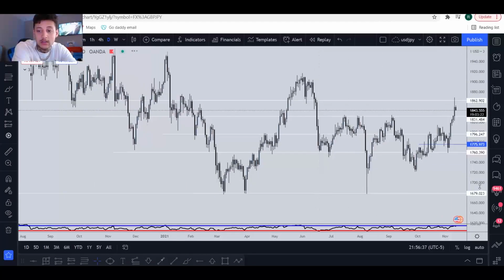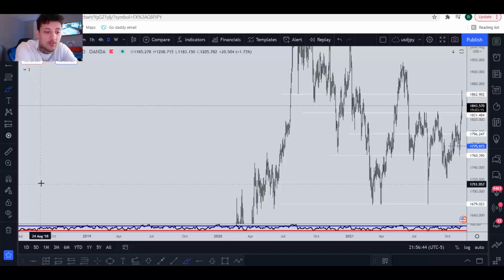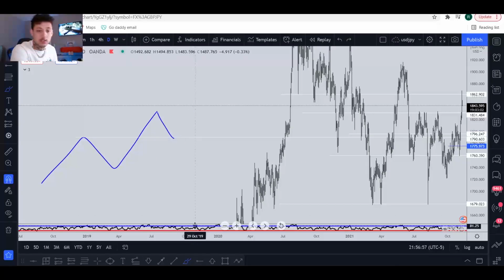Now, let's take a look at a different level of structure, because typically when we talk about pullbacks, if price is trending, the best trading opportunities are to wait for price to pull back into our previous area of structure or support or resistance level, where we'll look to take a buy here, and then we'll look for price to actually go higher.